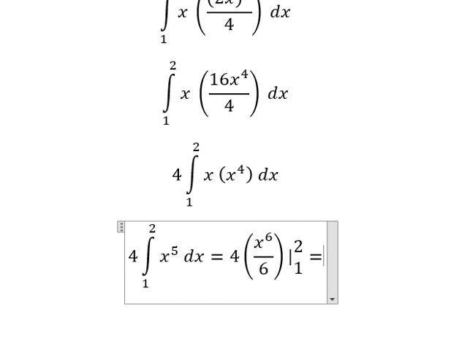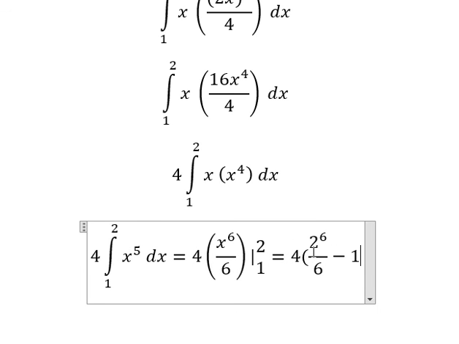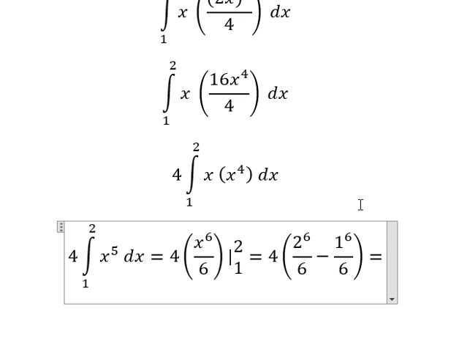And now we have the final answer. We calculate this one. And we get about 42.